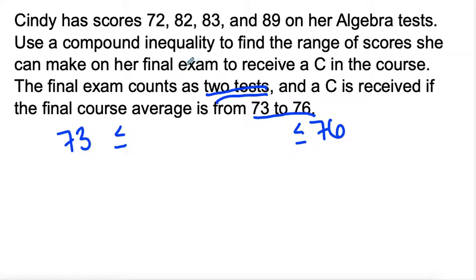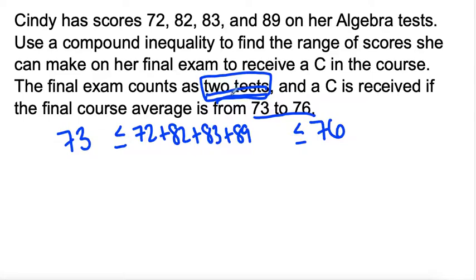So if I'm figuring out my grade for a class, then I'm taking the average of my scores. So in order to find the average of my scores, I need to add them all together and divide by how many scores there are. So for this particular example, we have 72 for our first test, and then an 82 for our second test, and then an 83, and an 89. Now, all we have left is the final, but this part right here is important. The final exam counts as 2 tests.